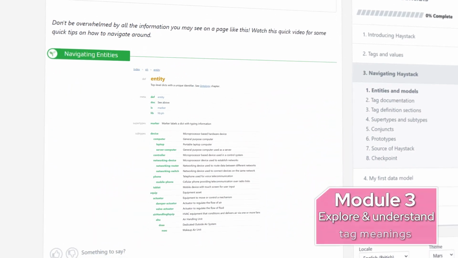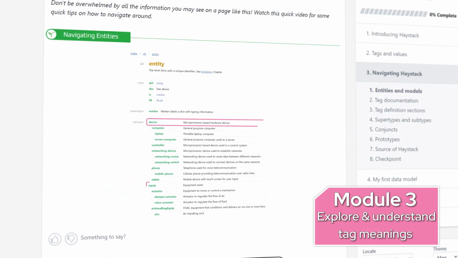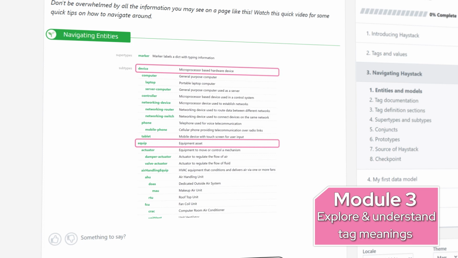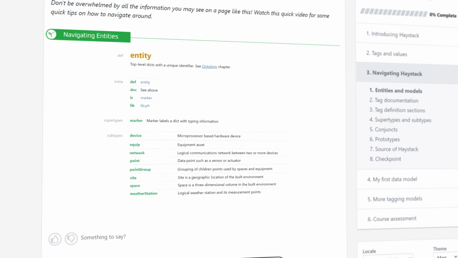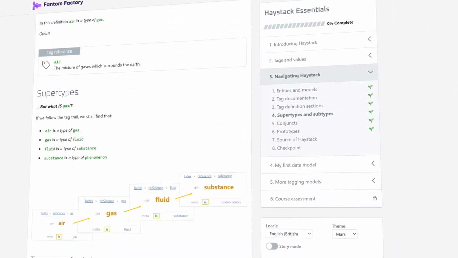Then it goes through and explains more about the Project Haystack website and how you can use that to explore the tags and the meanings and the relationships. It explains all these difficult terms that everyone throws around, like taxonomy and vocabulary and ontology.